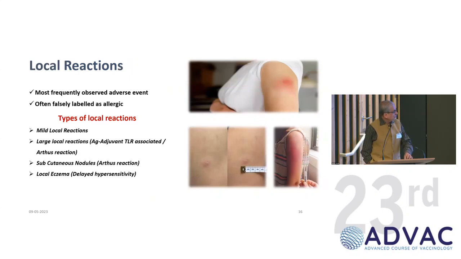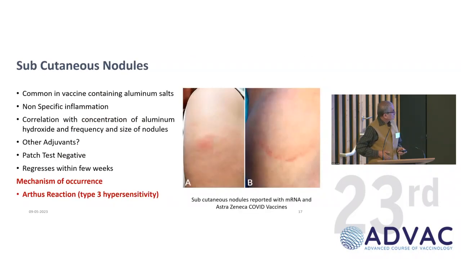So large local reactions can usually be because of adjuvant or antigen and TLR associated, or they can be Arthus reaction. Subcutaneous nodules or local eczema, delayed hypersensitivity, you may have itching and skin lesions may happen. This may particularly happen when aluminium salts are used as part of adjuvants. And with practically every vaccine platform, this has happened. Subcutaneous nodules, there have been case reports with mRNA vaccines and AstraZeneca vaccines also. And these are all Arthus reaction, type 3 hypersensitivity or TLR related activity.